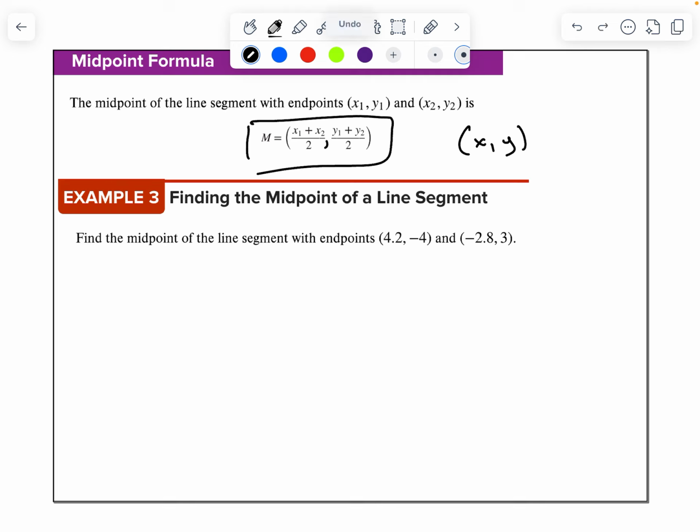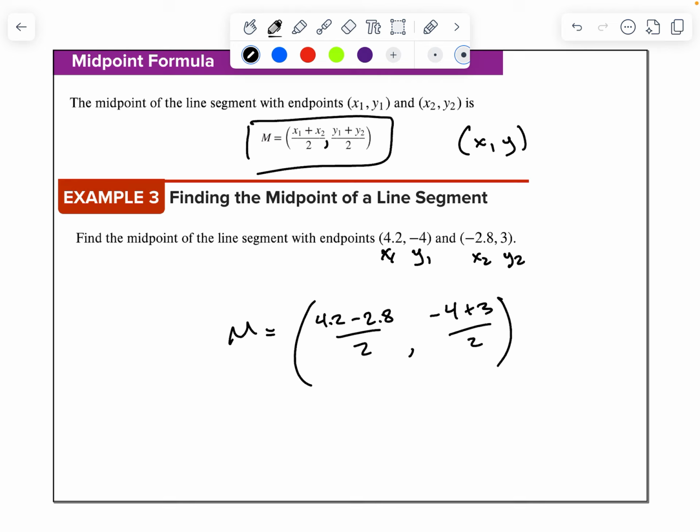we can again call these x1, y1, x2, y2. So then the distance, we're not trying to find the distance, the midpoint would be 4.2 minus 2.8 over 2, negative 4 plus 3 over 2.